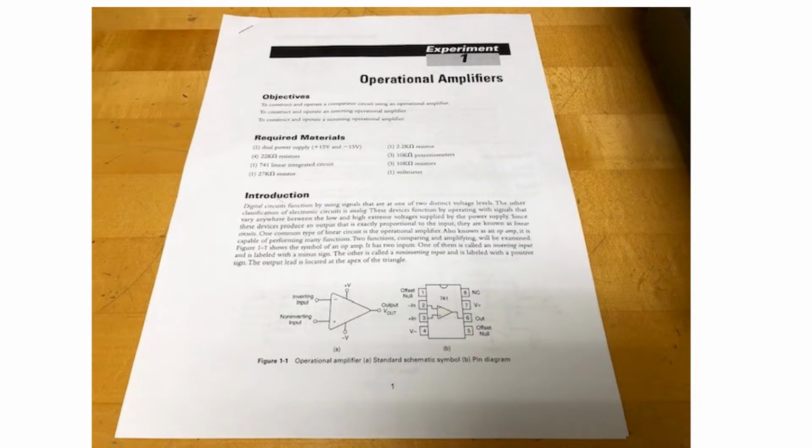It's called Operational Amplifiers, and here's a photo of that lab. And right on the front page, you can see a blown-up symbol of the operational amplifier, that triangle. You can see to the left of the triangle are the minus and plus inputs, the inverting and non-inverting inputs, or other names we call them.